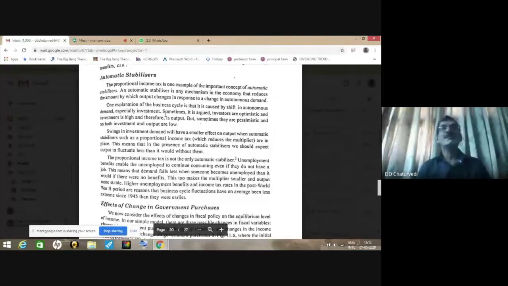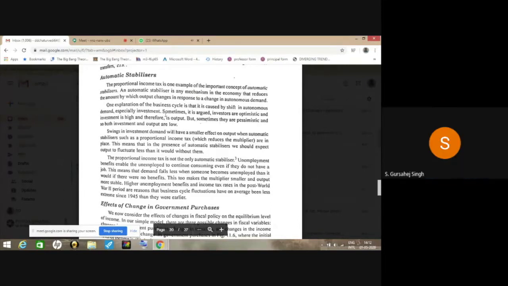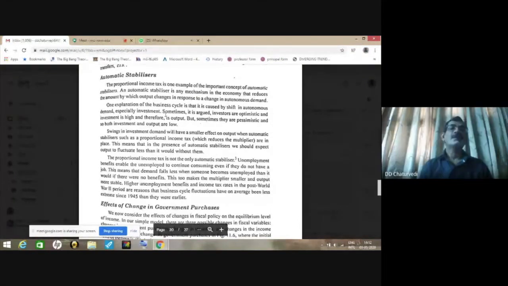But because of proportional income tax, some of the increased income or output is reduced. So this concept of introduction of income tax in the proportional form causes stability in the economy in an automatic manner. So we can say proportional income tax serves as an automatic stabilizer.